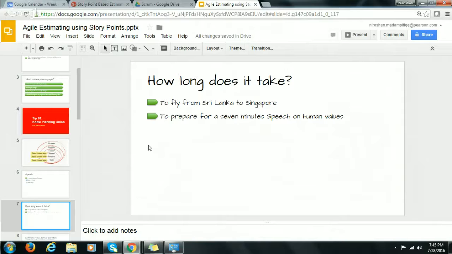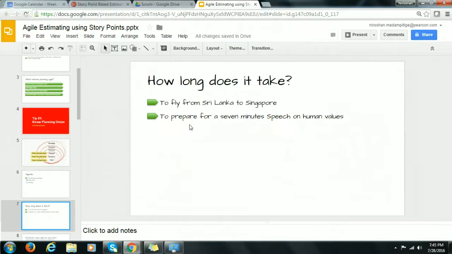Let me ask two questions. First, what is your estimation in order to fly from Sri Lanka to Singapore, or to prepare for a 7-minute speech on human values? Based on how familiar you are with the task, the complexity of it, how uncertain the task is, your estimation can vary. Now, in the typical project management world, in order to estimate something like this, we may use a definite figure, something like days, hours, months, years, etc.